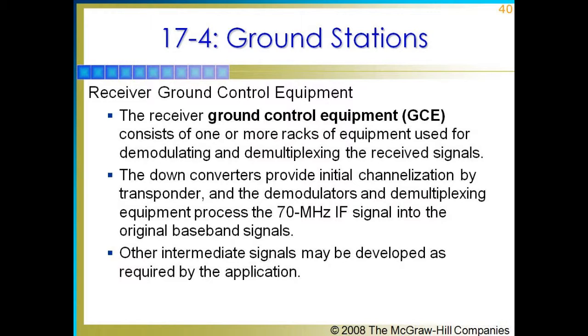The receiver ground control equipment, or GCE, consists of one or more racks of equipment used for demodulating and demultiplexing the received signals. The down converters provide initial channelization by transponder, and the demodulators and demultiplexing equipment process the 70 MHz IF signal into the original baseband signals. Other intermediate signals may be developed as required by the application.